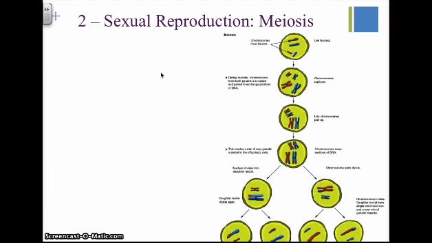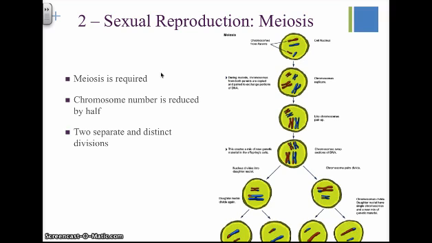You should know about meiosis. Remember that meiosis is required in order for sexual reproduction to occur. It allows the chromosome number for each sex cell to be reduced by half. There are two separate and distinct divisions that happen. You can see them in this image. Down here is the first one, and then at the very last stage.